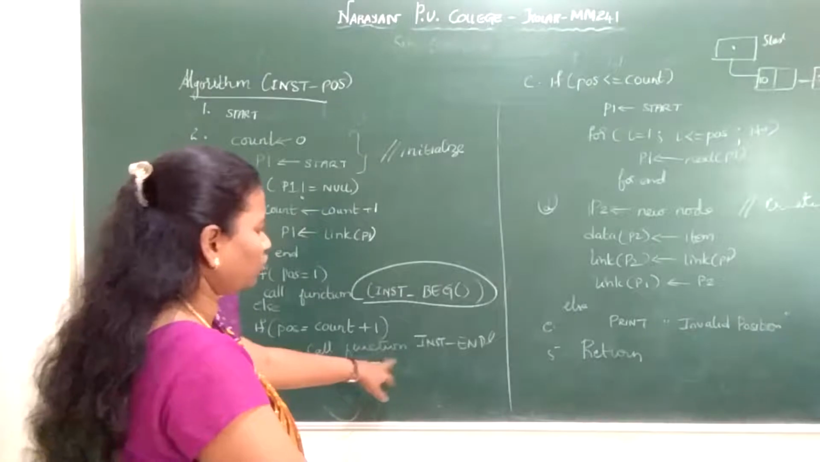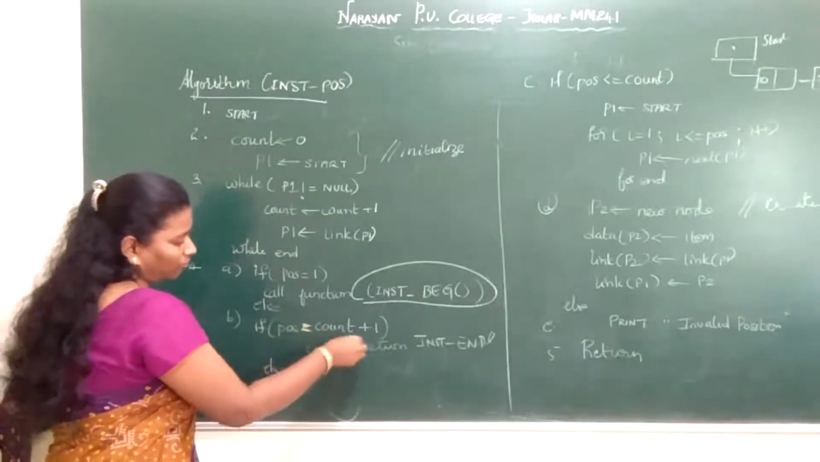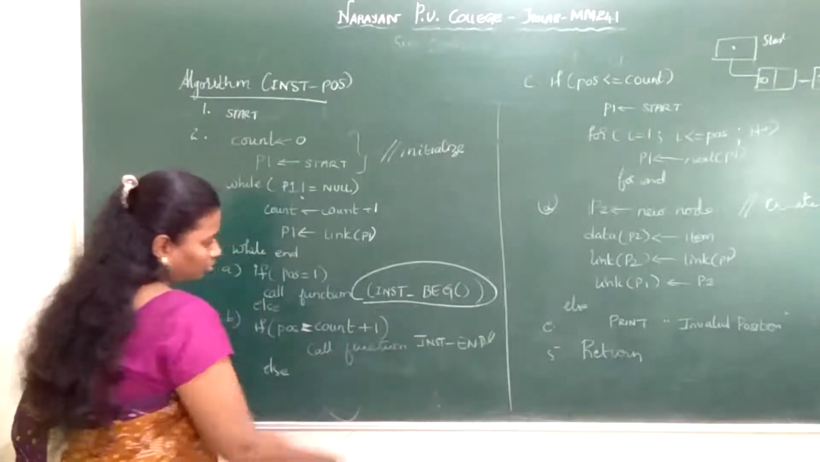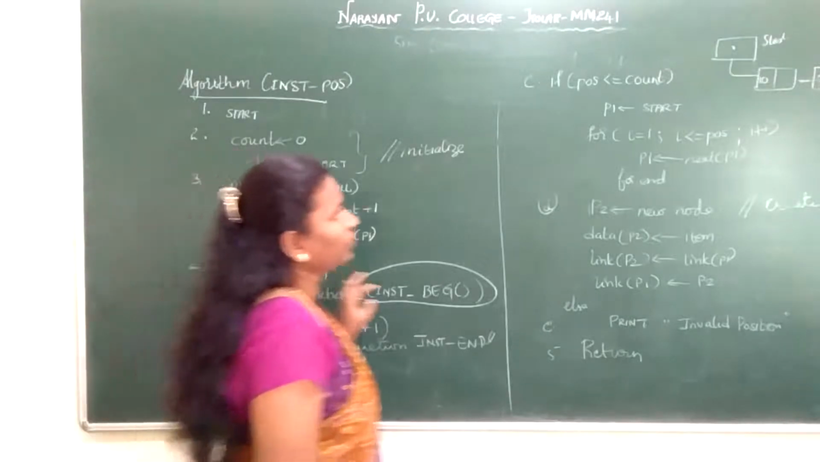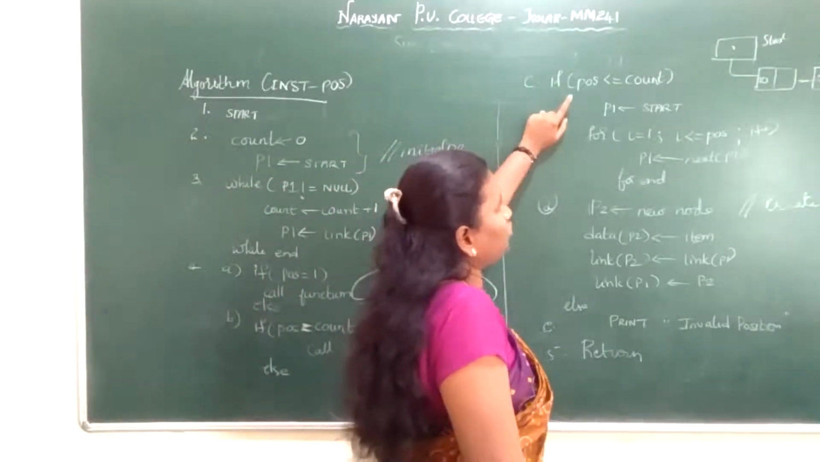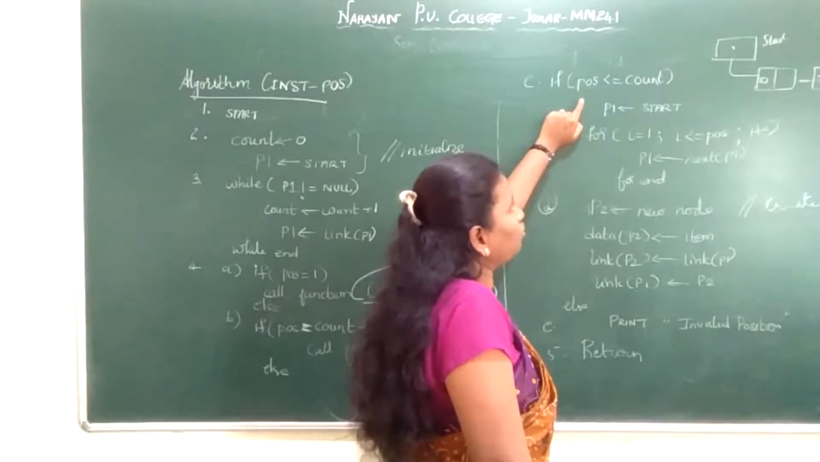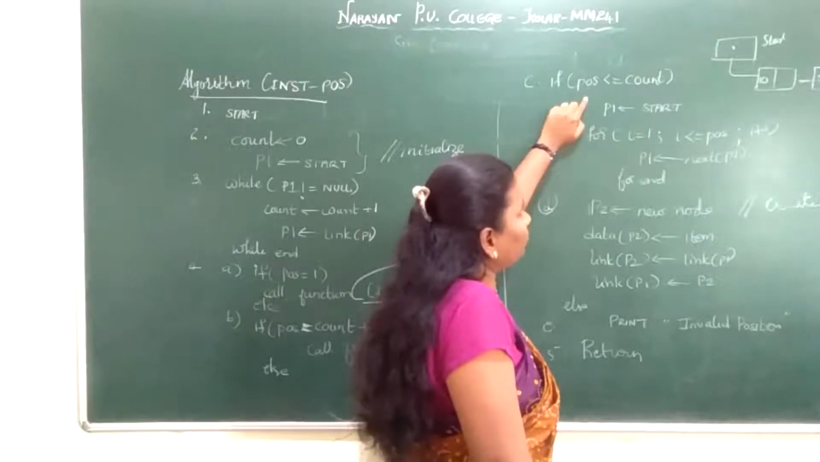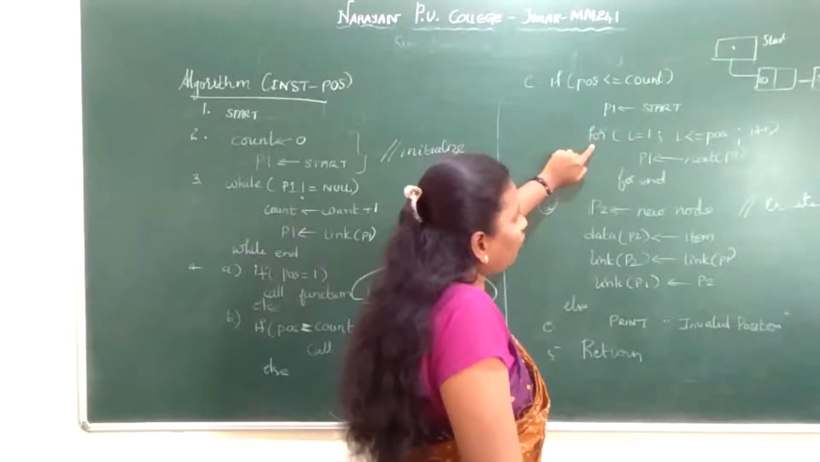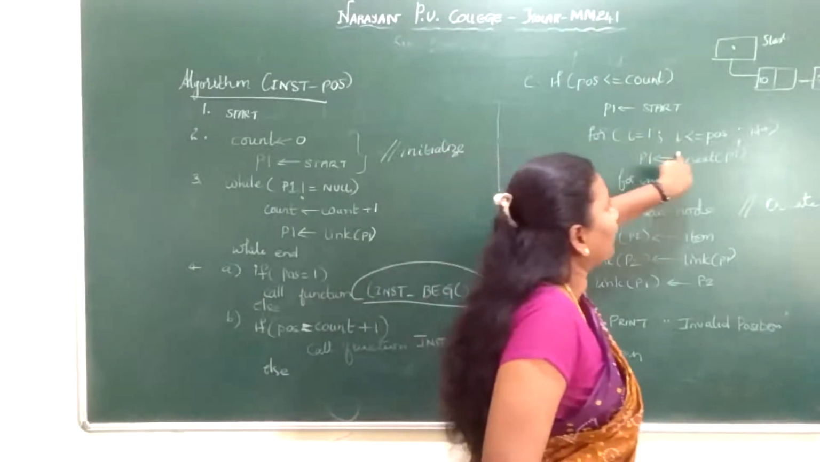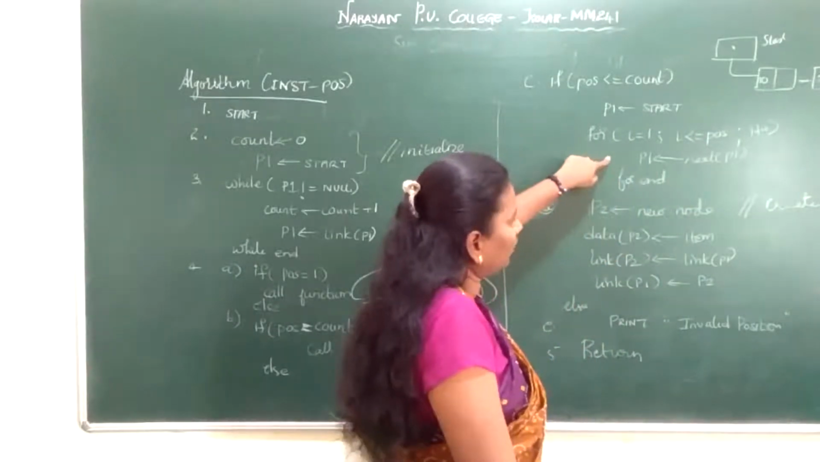This is the case where position is equal to end. If position is equal to count plus 1, we have reached the end, so we will call the insert-at-end routine. Okay, we are inserting at the end. Here we check the position. If position is less than or equal to count, imagine my position is 2. Then I give start to P1, and I have a for loop, for i equal to 1, i less than or equal to position, next of P1, I give it to P1.